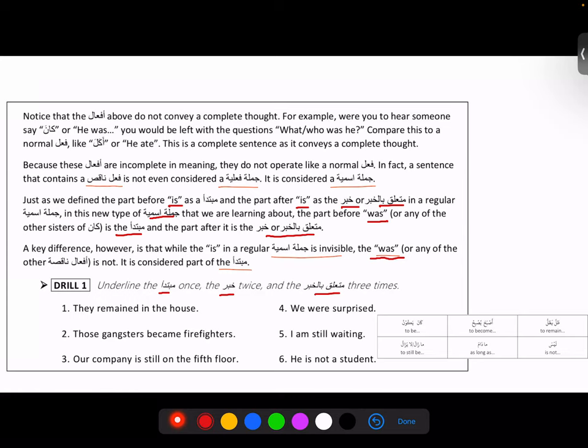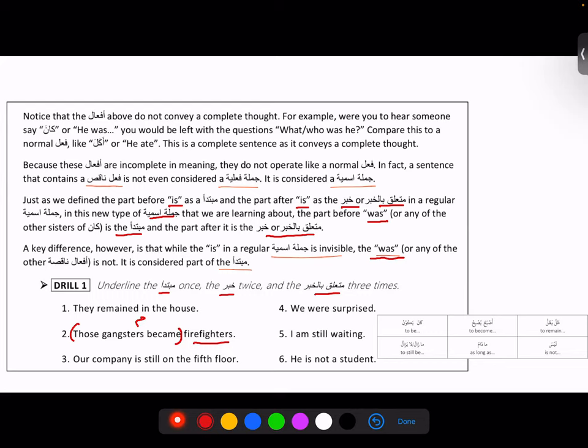Asbaha. Right? So those gangsters became, so where is mubtada? Those gangsters became. We need to take became as well. Yes. Okay, so those gangsters became is our mubtada, and firefighter is the our company is still.